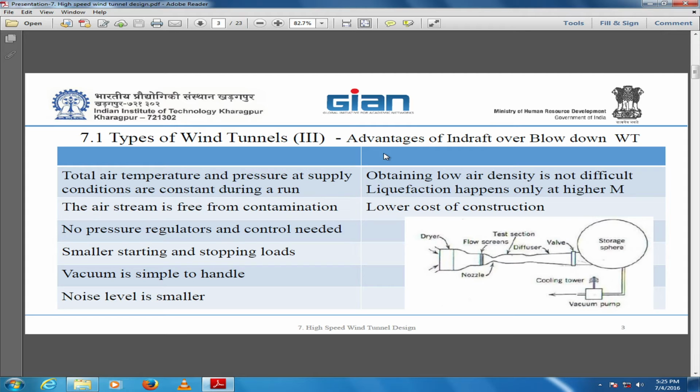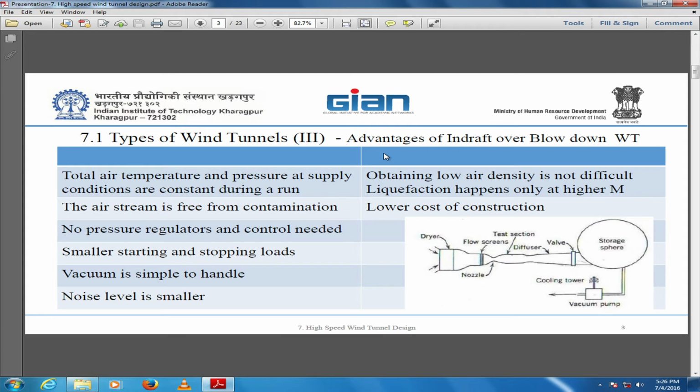And you don't have to use pressure regulation because your pressure is constant. You use a pressure regulator when your pressure changes along the testing. Yet you may need to do that before the vacuum chamber if it's not big enough, because in this in-draft tunnel, yes.